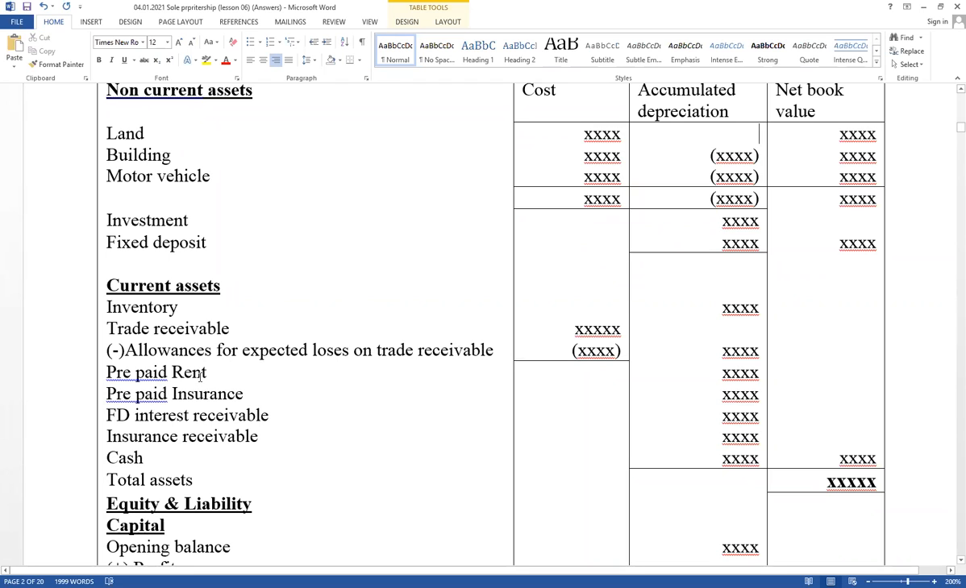Then all other assets: prepaid rent, prepaid insurance, FD interest receivable, like that, if given as assets; cash should be included under current assets. Therefore, this is the asset side. Think about total assets: non-current assets, as well as in between, we have recorded investment and fixed deposits, and current assets. Therefore, this is the total assets.